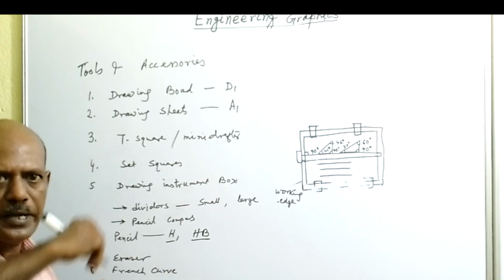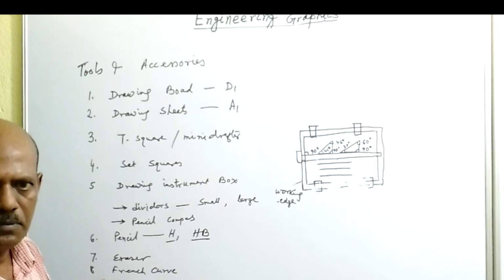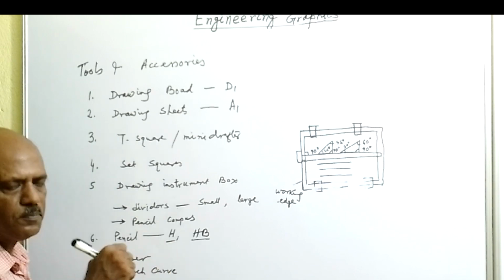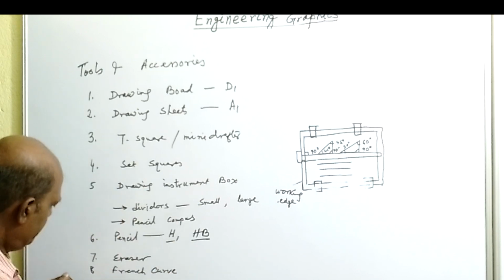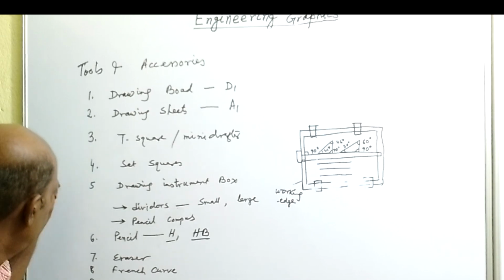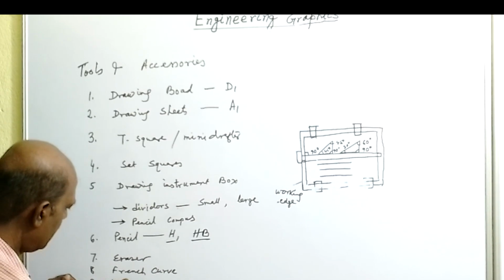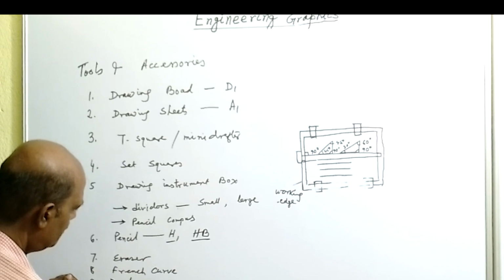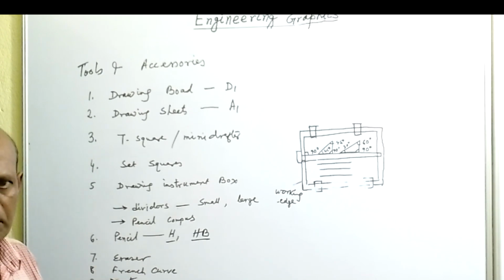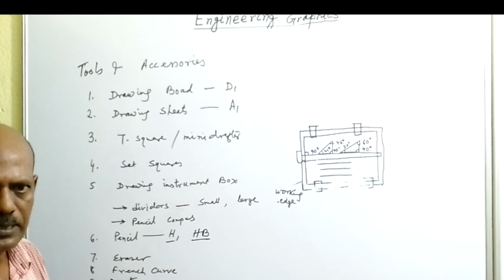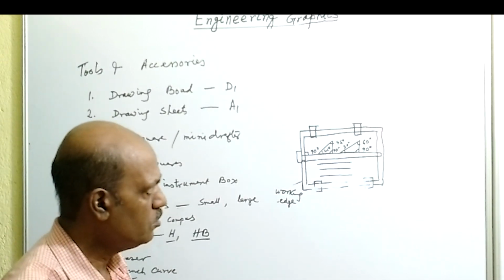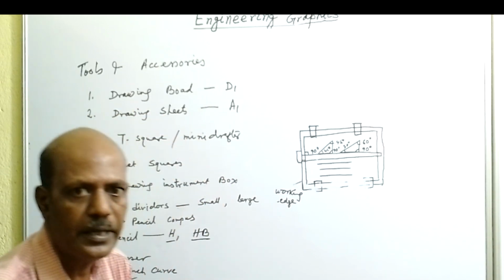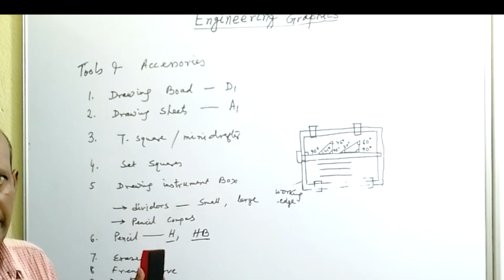The French curve is used for drawing a smooth curve which is passing through 2 points or 3 points like this. Next we require the duster, to clean the drawing sheet as well as drawing documents before the start of drawing. So these are the various tools which are used in engineering graphics to make a neat and clean drawing.